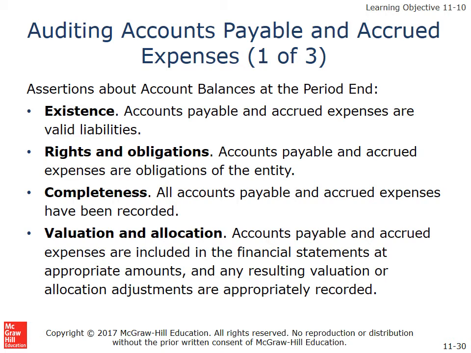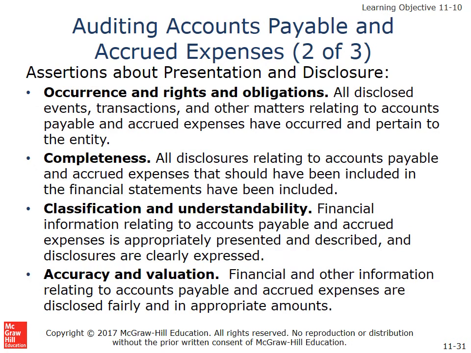What are our assertions? First of all, it exists. So accounts payable and accrued expenses are valid. The rights and obligations. Accounts payable and accrued are obligations. We actually do owe them. Are they all there? And are they valued and allocated correctly? Okay, so these are the assertions that are trying to be proved during this part of the process.